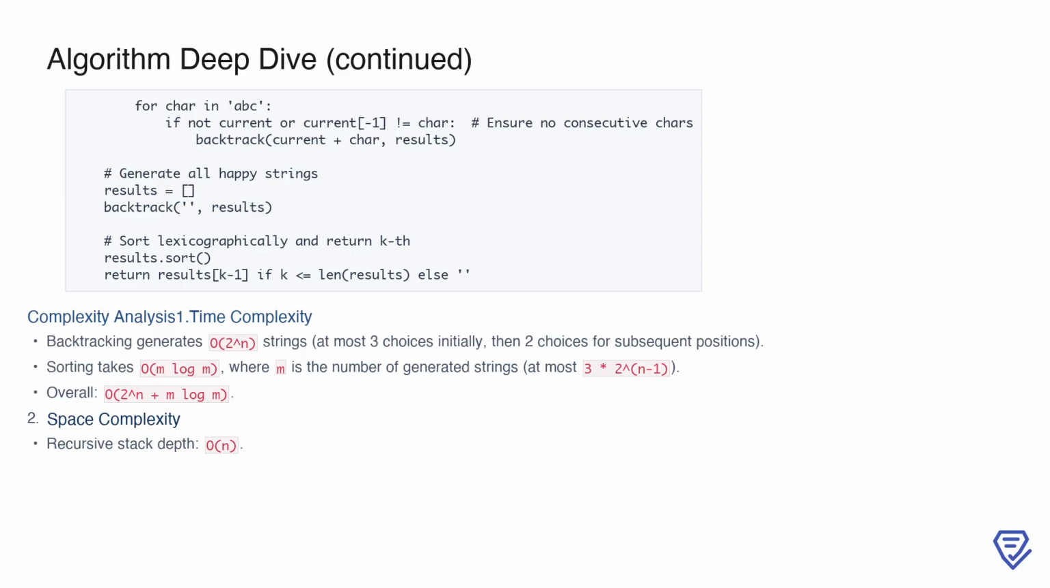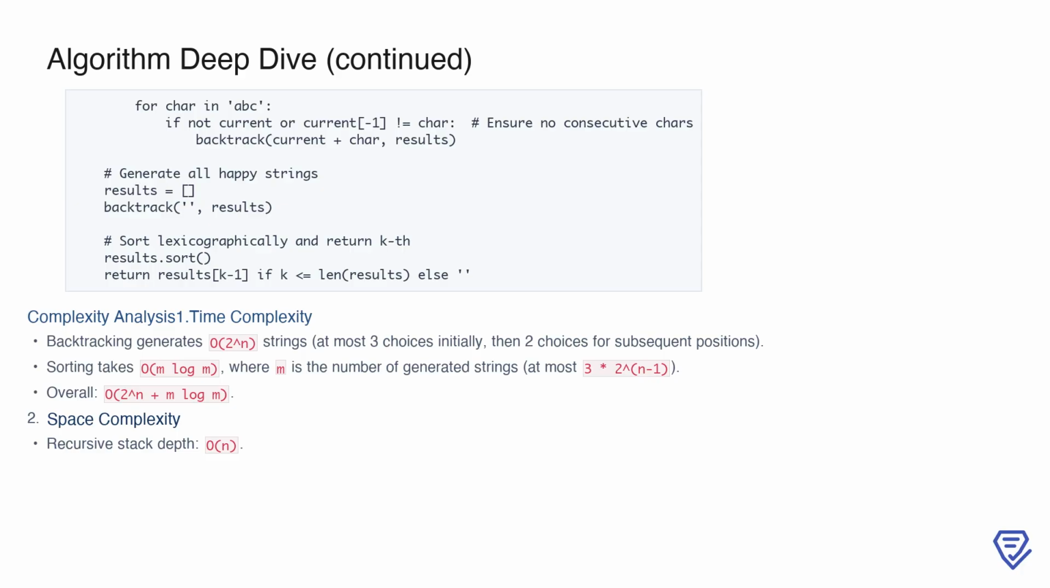Analyzing the complexity of this approach, the time complexity is dominated by the backtracking process, which generates up to 2 to the power of n strings. This comes from the fact that there are 3 choices for the first character and 2 choices for each subsequent position. Sorting the strings adds an additional cost of m log m, where m is the number of generated strings. Therefore, the overall time complexity is 2 to the power of n plus m log m.